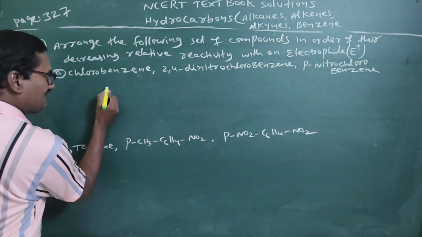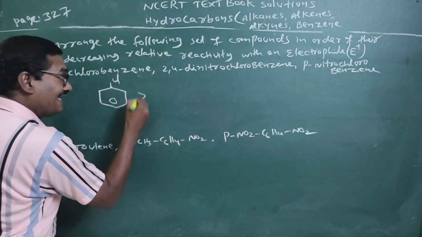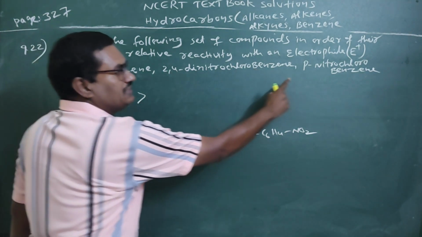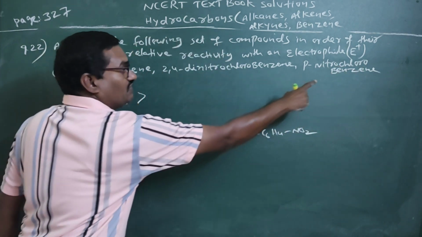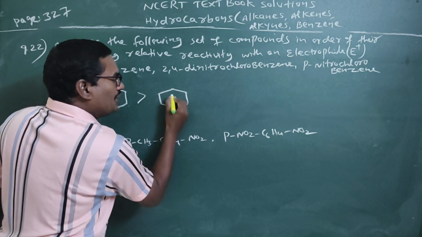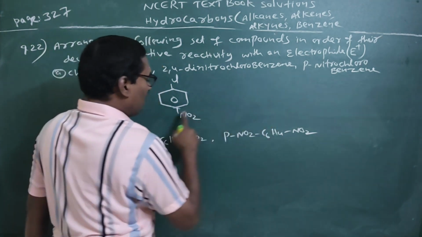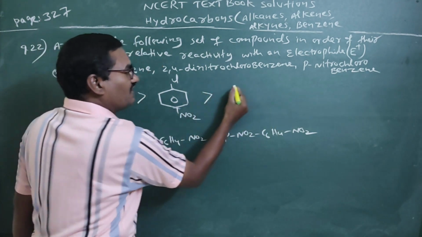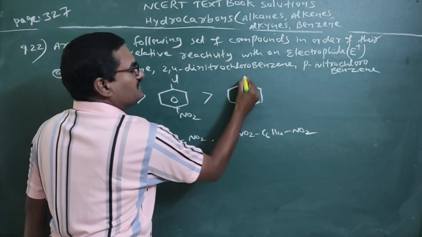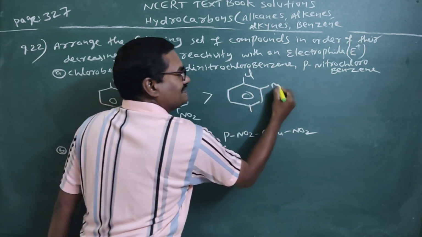I will explain. So it is chlorobenzene, which is highly reactive. Next one, para-nitrochlorobenzene, because it is para, ortho, meta, para. And the next one, 2,4-dinitrochlorobenzene, has chloro at the first place, then the second place, third place, fourth place.